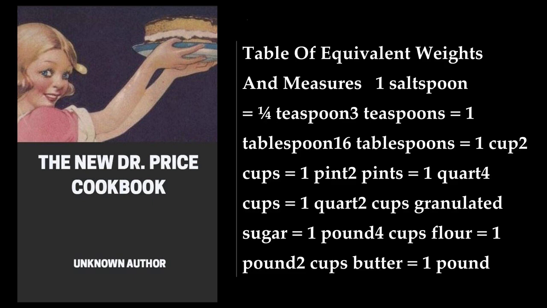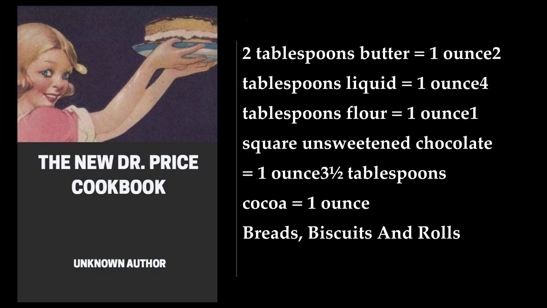Table of equivalent weights and measures. 1 saltspoon equals 1/4 teaspoon. 3 teaspoons equals 1 tablespoon. 16 tablespoons equals 1 cup. 2 cups equals 1 pint. 2 pints equals 1 quart. 4 cups equals 1 quart. 2 cups granulated sugar equals 1 pound. 4 cups flour equals 1 pound. Butter equals 1 pound. 2 tablespoons butter equals 1 ounce.